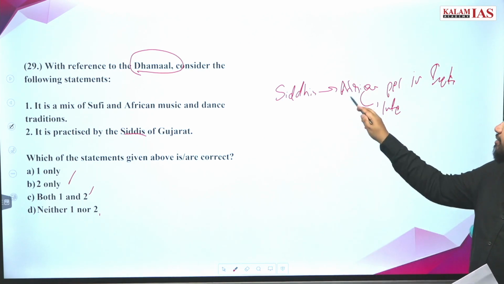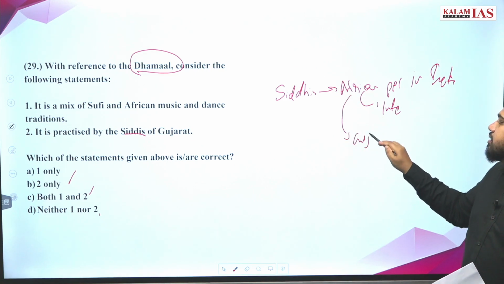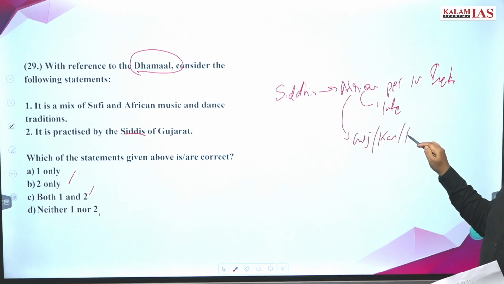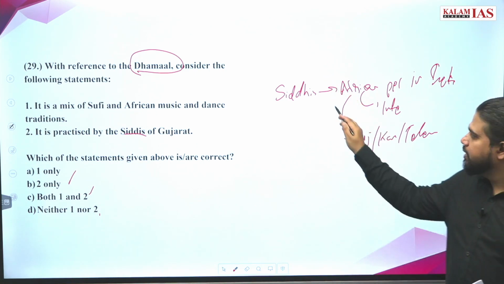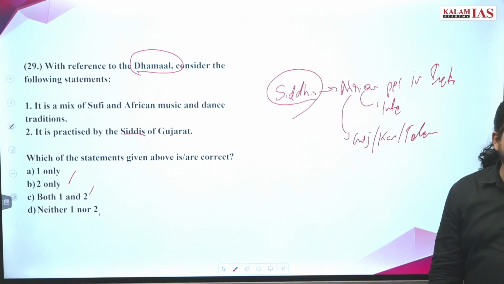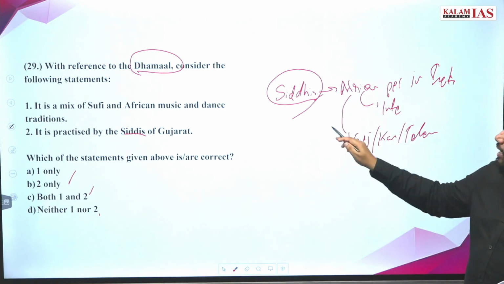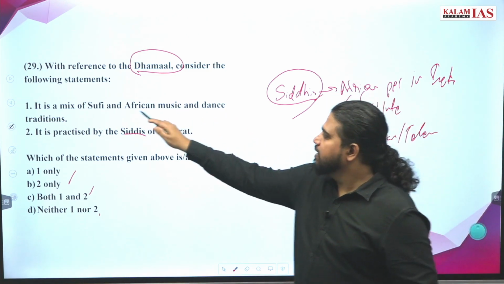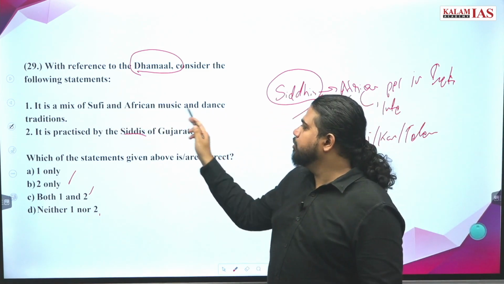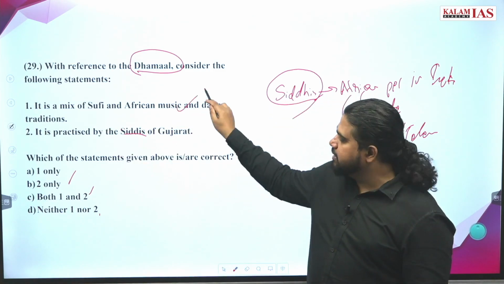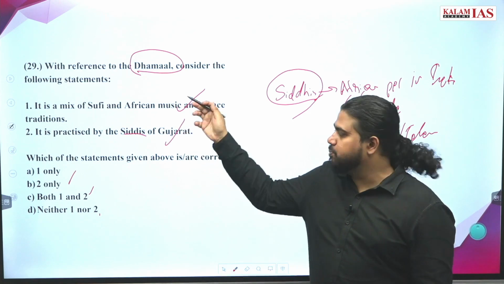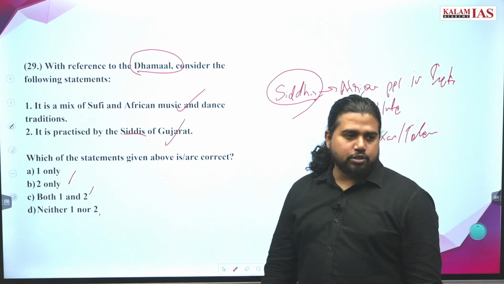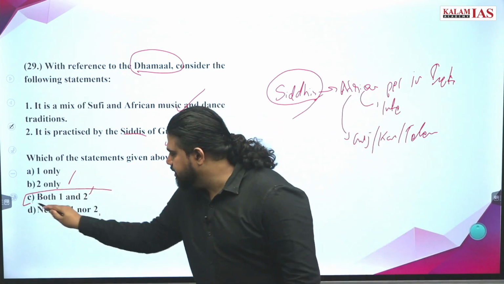And which states are they living in? They are mostly in Gujarat, Karnataka and Telangana. In these states you can majorly find the Siddhi groups. This has been used for different reasons. So at least if you can know this much, it is a mix of Sufi and African music and dance traditions. Both these statements are correct. Damal is a Sufi and African mixed tradition. This is practiced by Siddhis of Gujarat. The answer here is C.